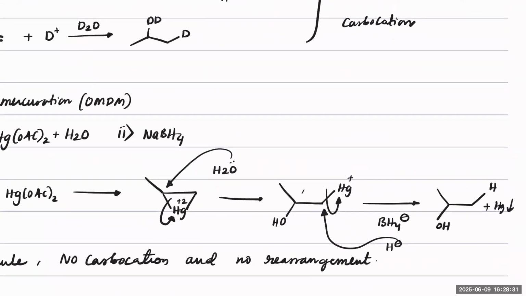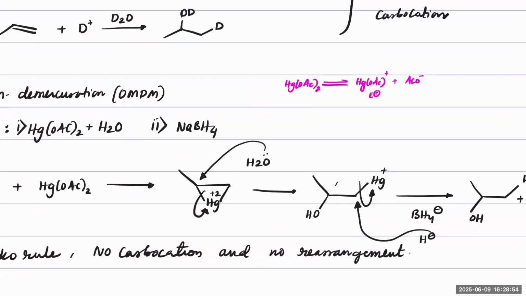The initial steps are easy here. The first step, what would happen here is this one. HgOAc in aqueous solution will always ionize to a small extent as HgOAc plus and AcO minus. So you can notice this will act like an electrophile. So the pi bond will act on it. Pi bond will go and attack on it.